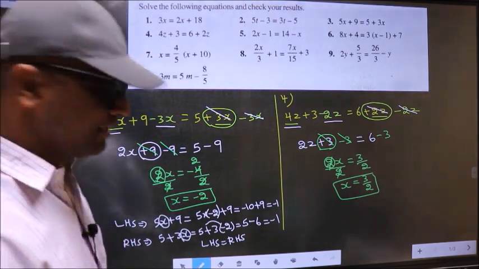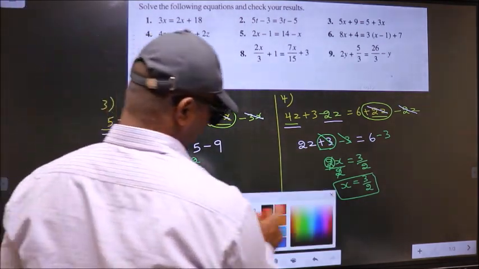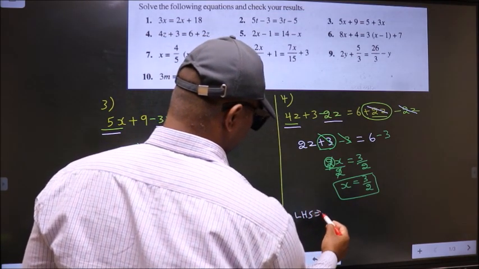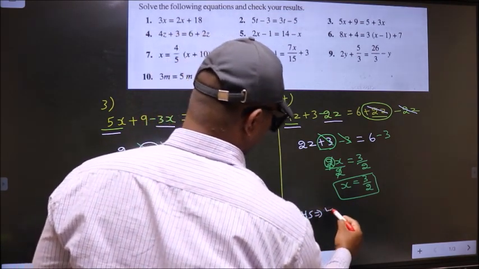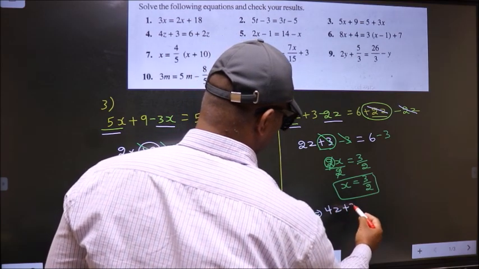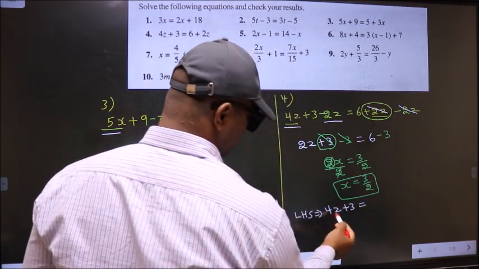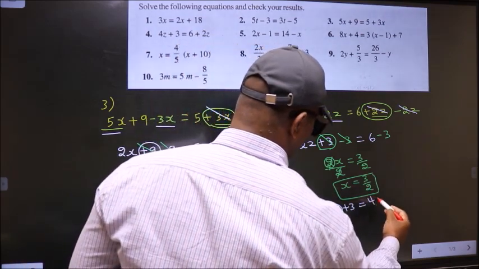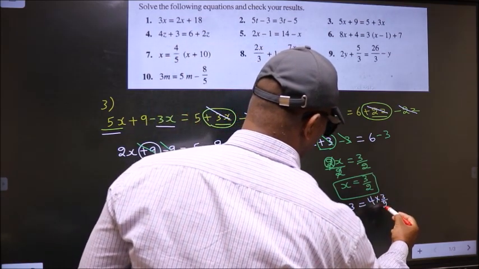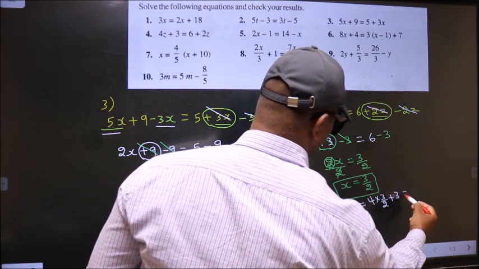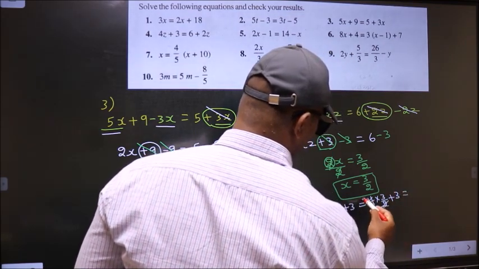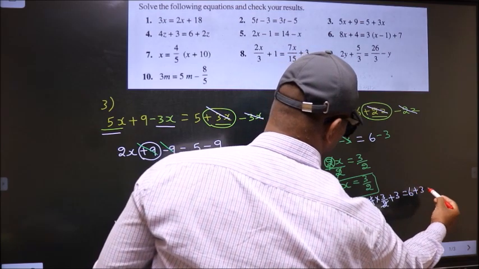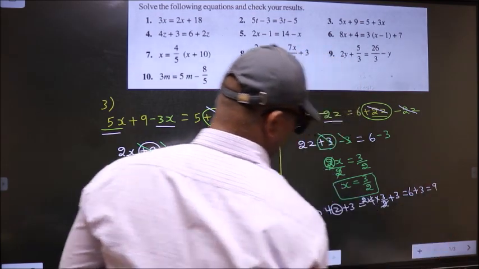Now to check, LHS is 4z plus 3, that is equal to, in place of z, you write 3 by 2. So 4 into 3 by 2 plus 3, that is 2 1s, 2 2s. So 2 into 3, 6 plus 3, that is 9.